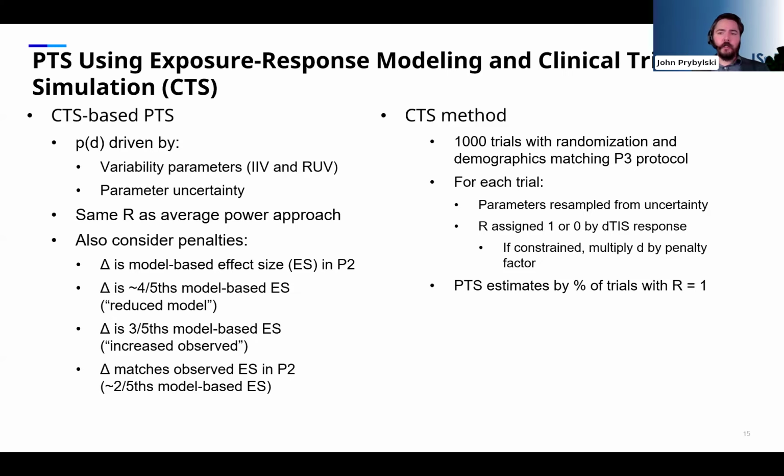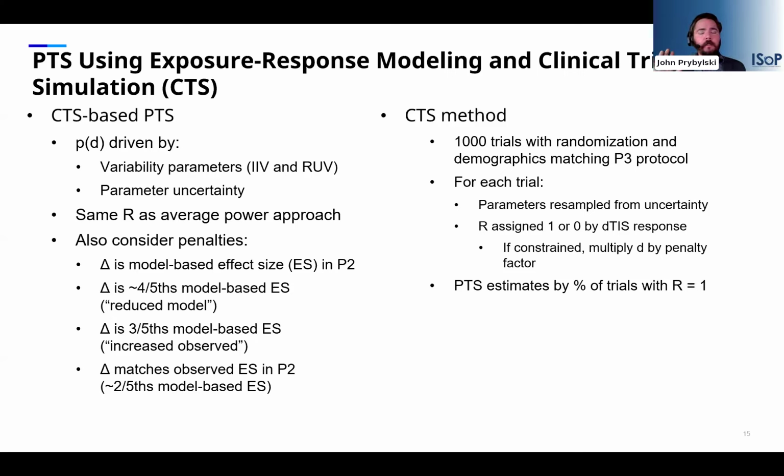So the actual methodology used for the clinical trial simulation: 1,000 trials were simulated, essentially matching the protocol of our phase 3 study. For each of these trials, parameter uncertainty was considered. So all the parameters used to generate data for each trial were different and sampled from the uncertainty, which is based on the sampling importance resampling.